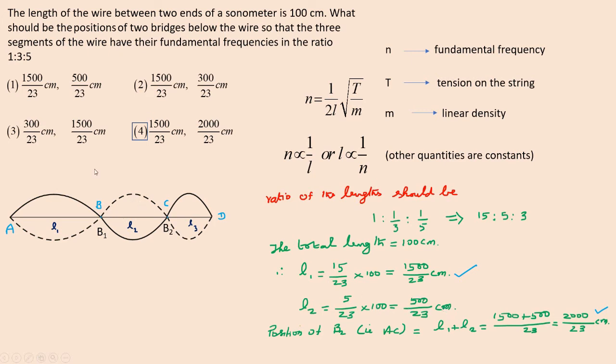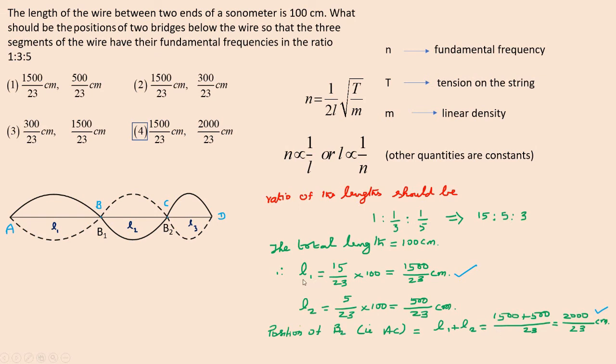But the question is not simply asking the length of this segment. The question is asking the position of the bridges. B1 is the first bridge, B2 is the second bridge. B2's position, of course, from the end A, means you will have to add L1 plus L2, meaning you have to find AC, which is L1 plus L2. So 1500 plus 500 by 23, 2000 by 23 centimeter. That is the position of B2.